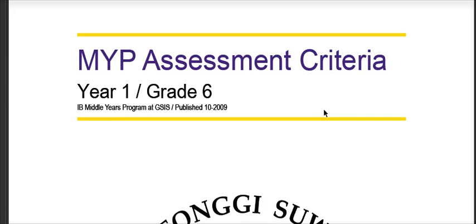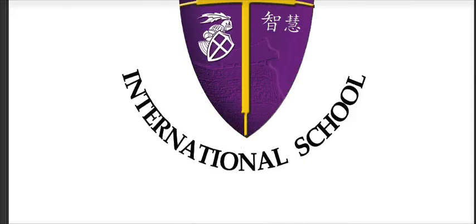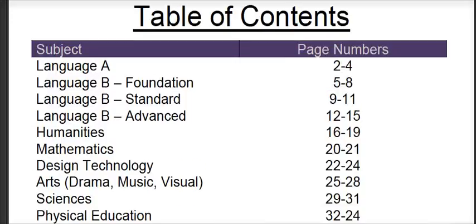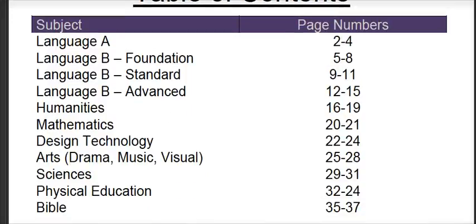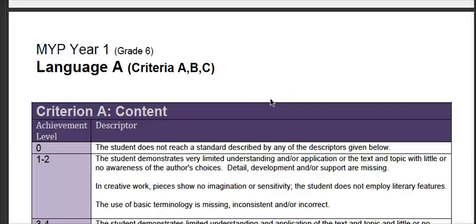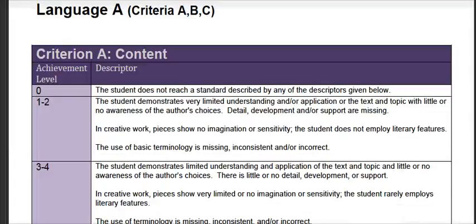Once it's downloaded, you can see here that we have a cover page and then a table of contents. The table of contents will allow you to find each individual subject and the criteria related to those subjects. The one we were just looking at was language A. So here we have language A, criteria A, B and C.